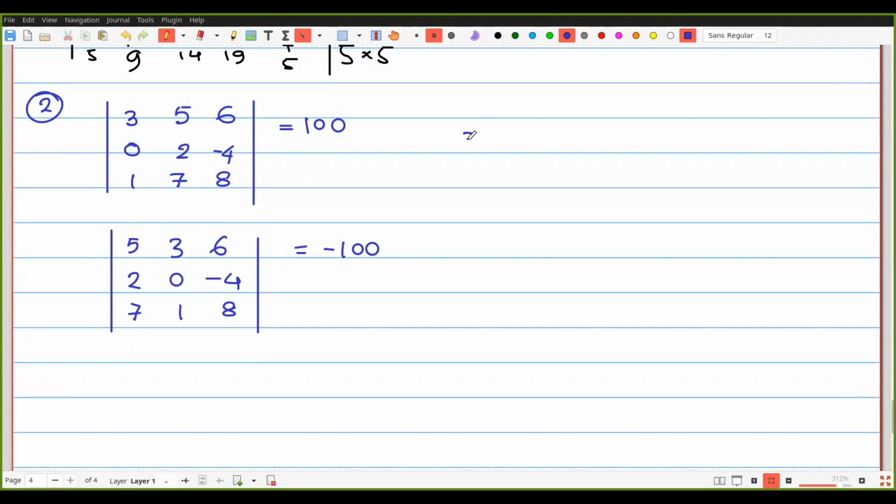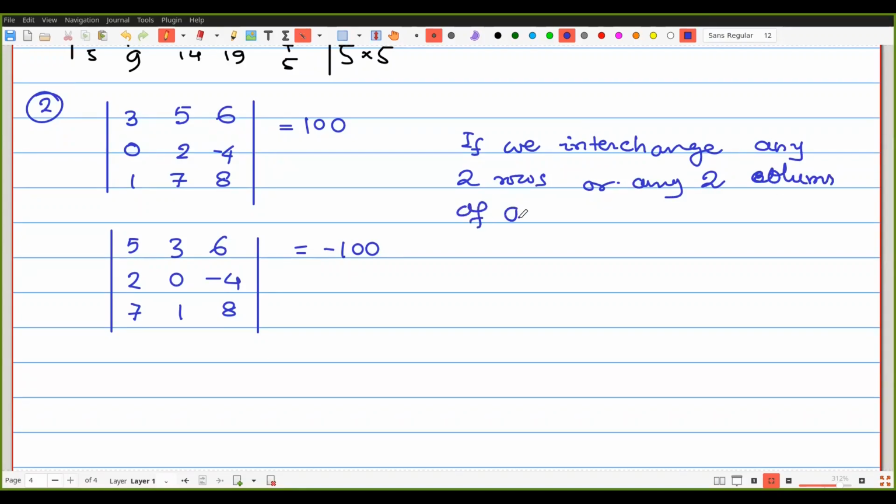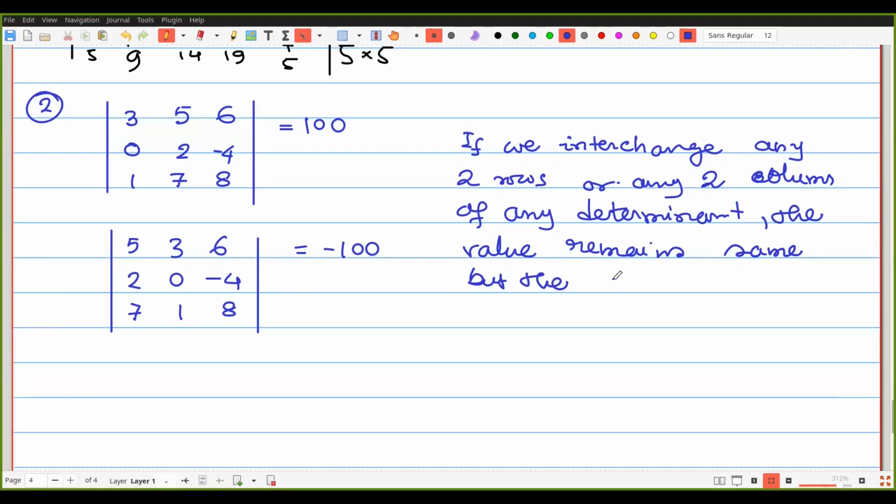Why? If we interchange any two rows or any two columns of any determinant, the value remains the same, but the sign changes.